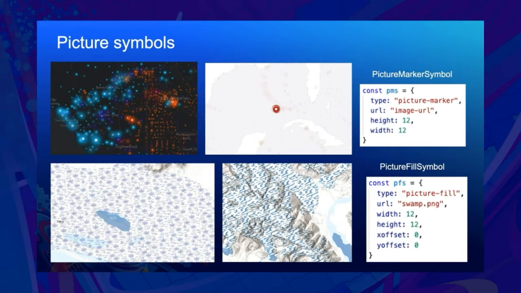We also have picture fill symbols. So if you want to represent areas such as marsh or wetlands or even glaciers, you can create an image that represents a pattern that repeats, as you see in these examples here.